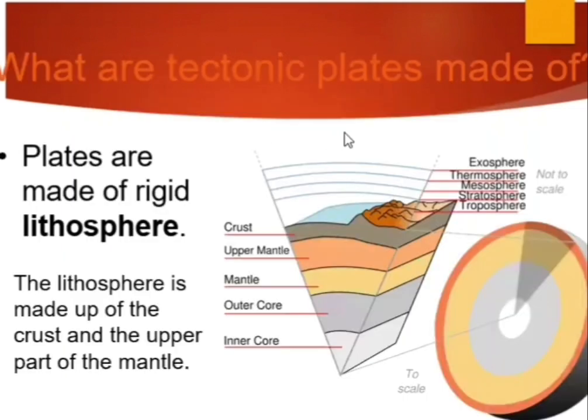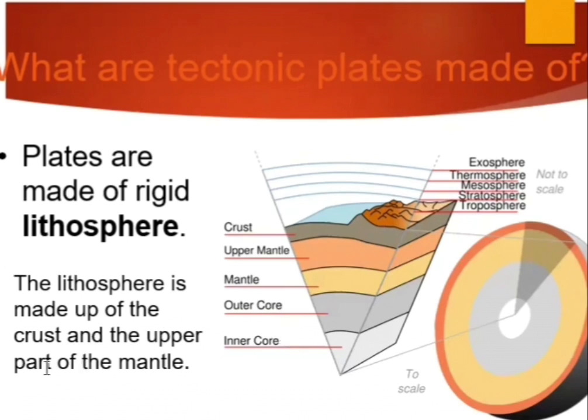Now, what are tectonic plates made of? Tectonic plates are made of rigid lithosphere. The lithosphere is made up of the crust and the upper part of the mantle. As you can see in the diagram, there is the crust surface where we live, then the upper mantle, that section below the crust, which is less molten and more solid. The mantle is somewhat molten in nature. The outer core is said to be iron, and the inner core is said to be iron and nickel.